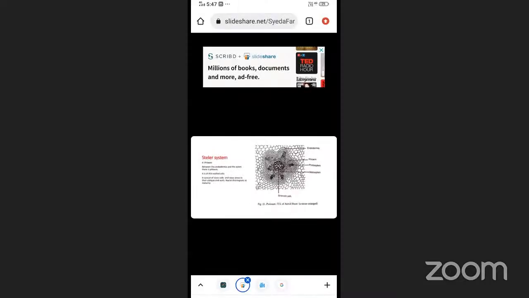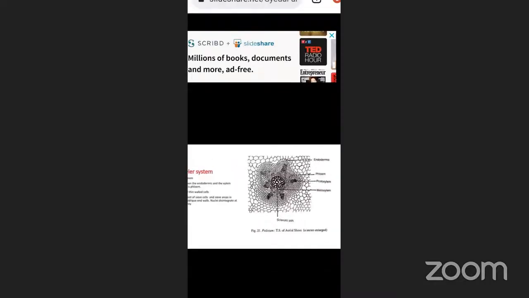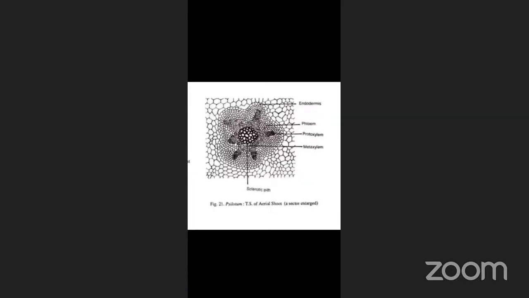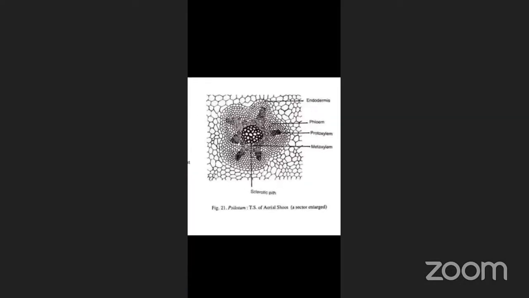Is okay clear? Yes, sir. This is okay. Yes, sir. See here, so this is the stellar system. Star-shaped steel-like structure is there. See here. Huh? Uh, this one.